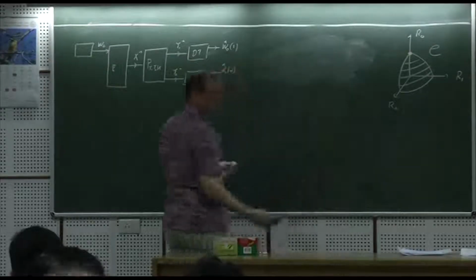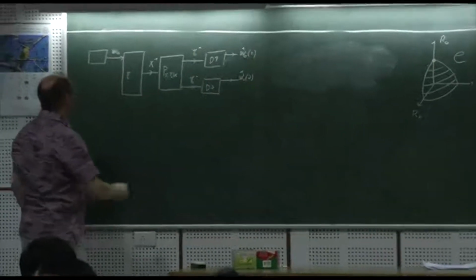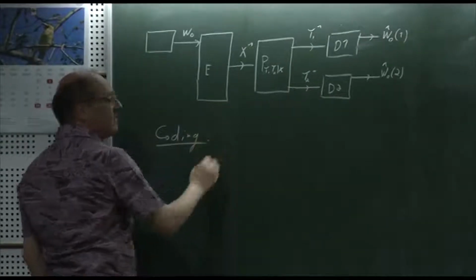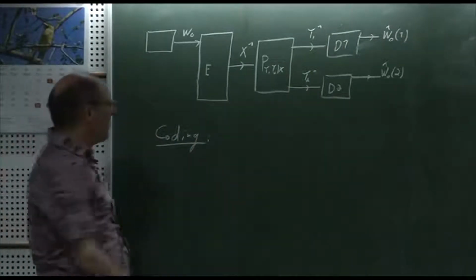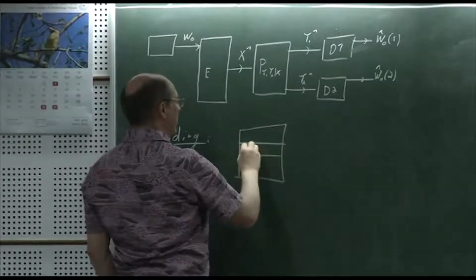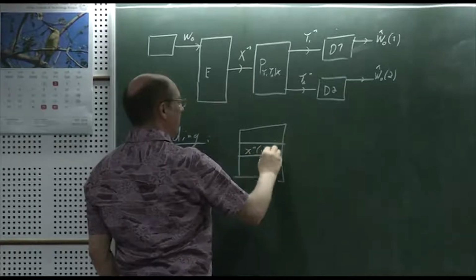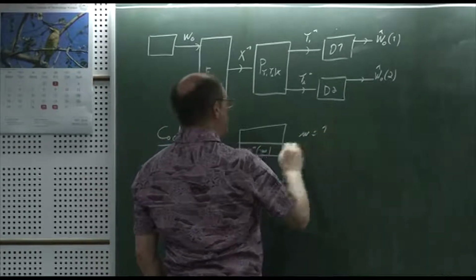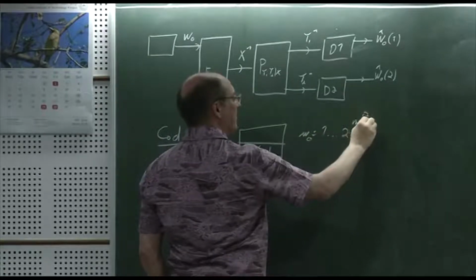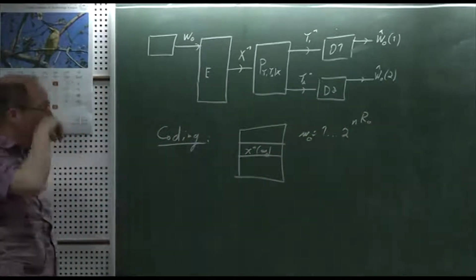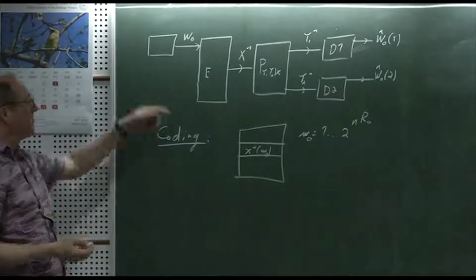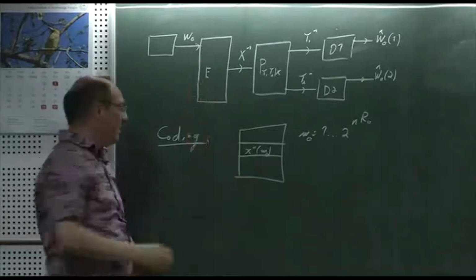So what's the capacity here? Well, if we talk about coding, what's the natural code here? It's just to use a plain old regular code with x(w0), with w0 running from 1 to 2^(nR0). Suppose we do that. That's our codebook. Encoding is obvious: given the message, you just pick the codeword out and send it.